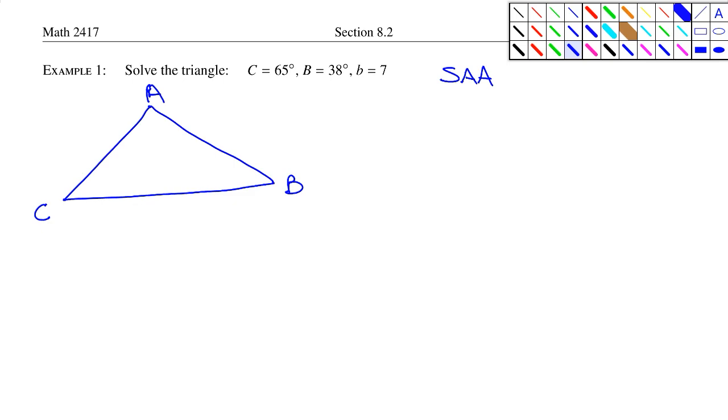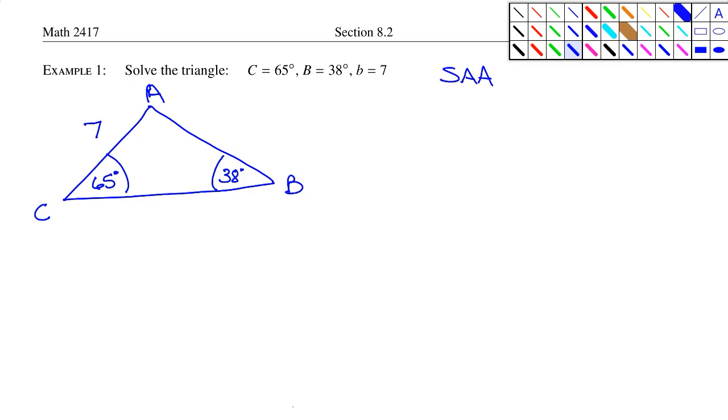So I've labeled A, B, and C. Angle B is 38 degrees, that was given. Angle C is 65 degrees, that was given. And side b is 7, and that's opposite to angle B. And now we want to find the rest of the information.